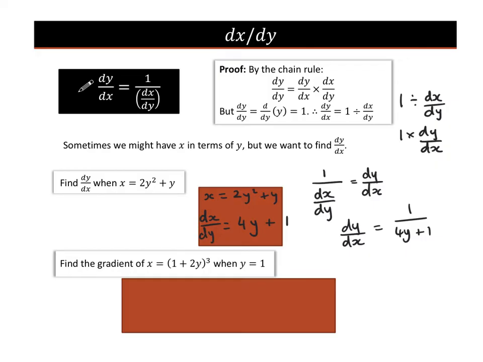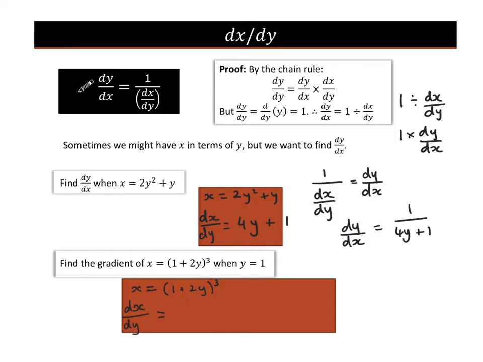Next one. It says, find the gradient of x equals 1 plus 2y cubed when y equals 1. Okay, so we know that x equals 1 plus 2y cubed. So we're going to differentiate x with respect to y.